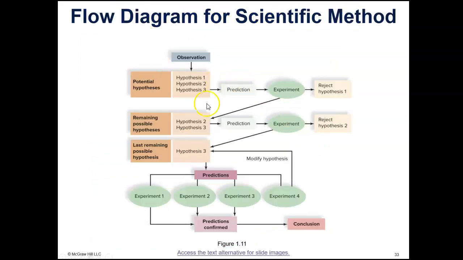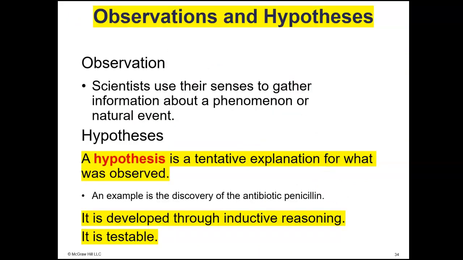This is a diagram that goes through the scientific method in a lot more detail than what we're going to in class, but I do want you to know what the definitions are of some of these terms. So a hypothesis is defined as a tentative explanation for the question or the problem that you're trying to solve. So a tentative explanation for a problem or a question, that's a hypothesis. It is a statement that you can test, it's testable, and it's developed through the process known as inductive reasoning.